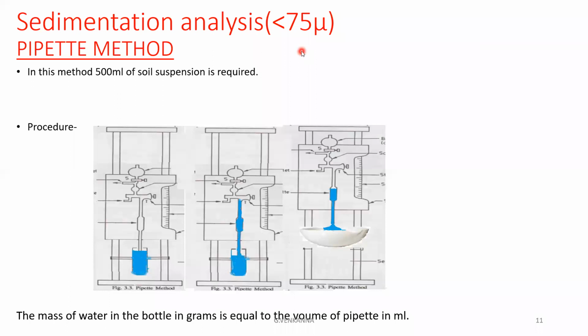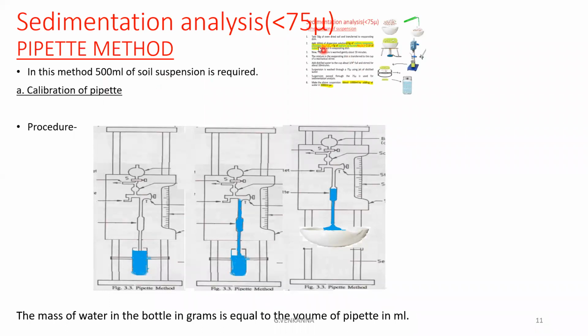So in order to analyze particle sizes less than 75 micron, we have to use the pipette method or the hydrometer method. In this pipette method, a soil suspension is required. We use 500 ml of soil suspension, and the soil suspension required was already discussed in the previous lecture.